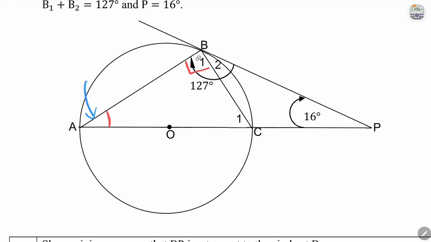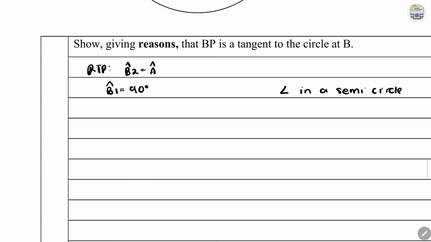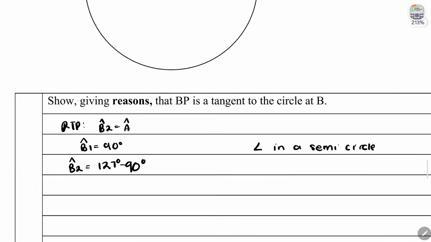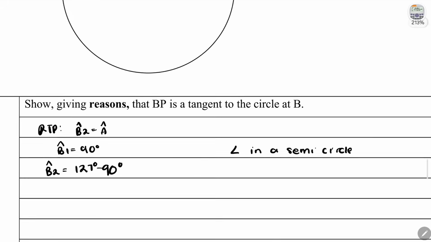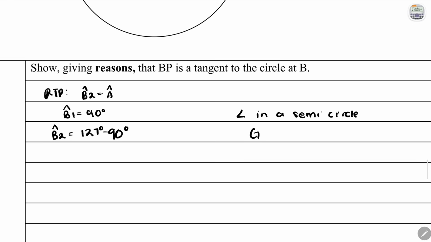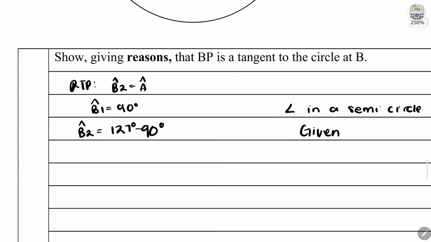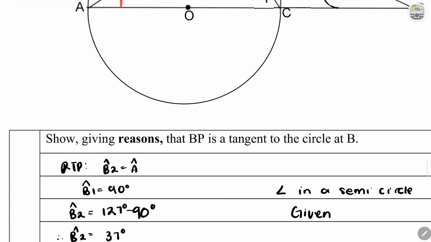So angle B1, 90 degrees, plus angle B2 give us the 127 degrees, okay, B1 plus B2. So to find angle B2, we'll simply say 127 degrees minus 90 degrees. Okay, and the reason for this is because this was already given. They told us about B1 plus B2. Okay, so angle B2 is equal to 37 degrees.